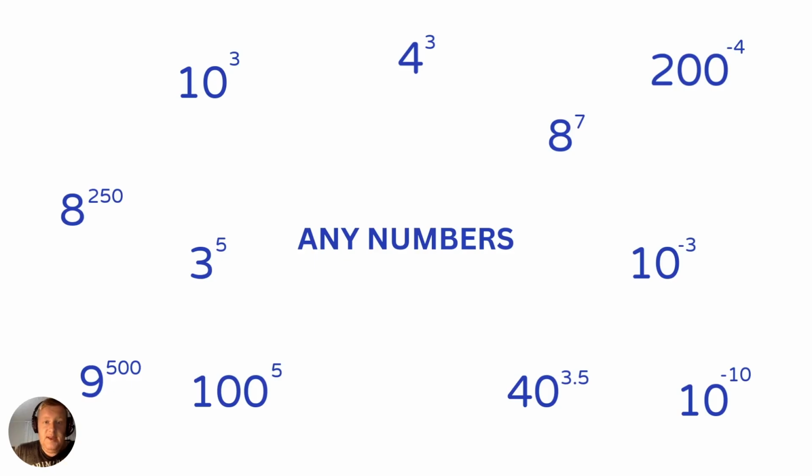And indices can be used with any numbers, like 4 over the power of 3, or 9 over the power of 500, or you can even use decimal numbers as well, like 40 over the power of 3.5. And also there's 200 over the power of minus 4, or 10 over the power of minus 3, and so on. We won't talk about these types of numbers now, because that's very difficult to explain, but we'll talk about that in future videos.